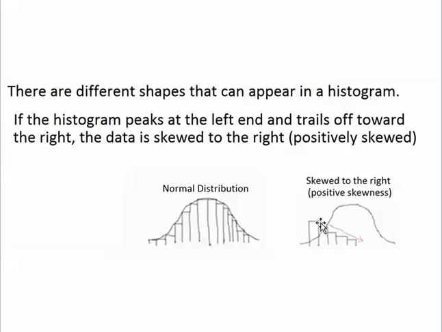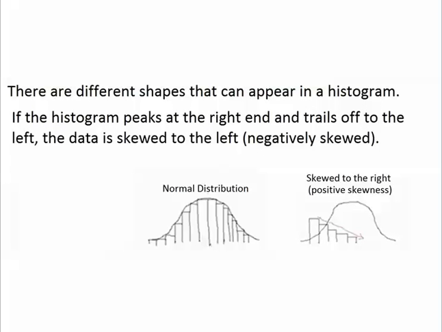The reason why I put this red arrow here is to show how it's trailing off toward the right end. That's why you say it's skewed to the right. And to help you understand why it's called a positive skewness, I would think about how it's trailing off toward positive numbers, because the right end is the positive end of the number line. So just think that it's trailing off toward the right end, and it's also trailing off toward positive numbers.